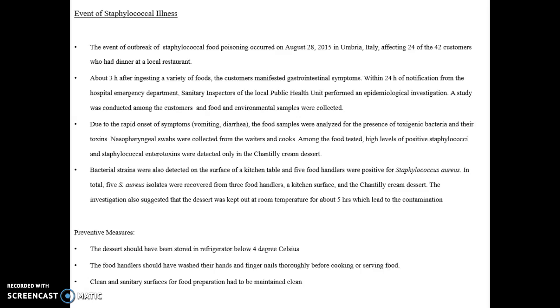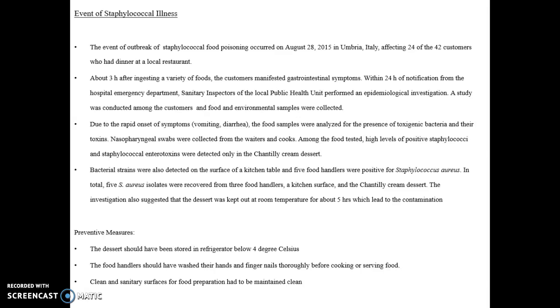There are many events of staphylococcal illness which have occurred. However, I have researched one of the events which occurred in Italy, which has been quite famous. This outbreak of staphylococcal food poisoning occurred on August 28, 2015 in Umbria, Italy, and affected around 24 out of 42 customers who had dinner in a local restaurant. About 3 hours after ingesting a variety of foods, the customers started getting those symptoms.